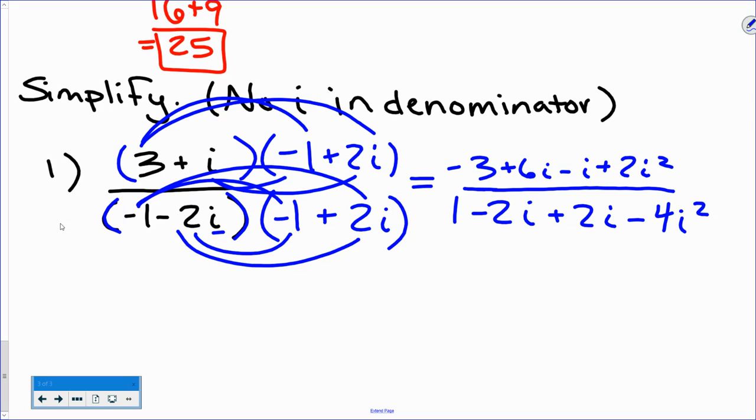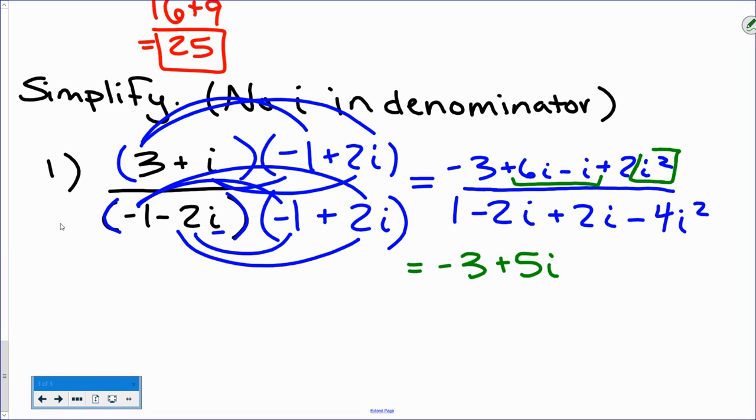Okay. From here, I've got to simplify what's on top and the bottom. So I've got to combine some like terms. I'm not going to leave any of those i squareds in there. So I can combine 6i minus i. So I've got -3 plus 5i on top.